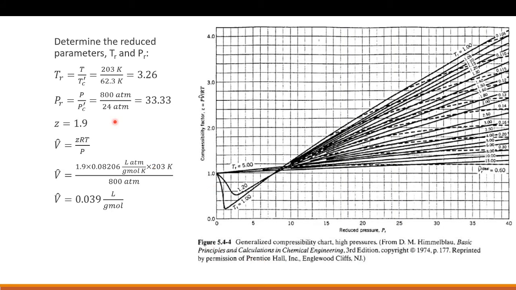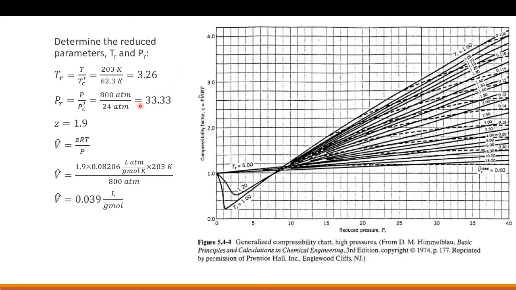So why do we need the critical temperature and the critical pressure of the mixture? That is because we need to determine Z. To determine Z, we can use this generalized compressibility chart, but we will need the reduced parameters, which are PR, and over here you can see TR. So PR and TR are required.